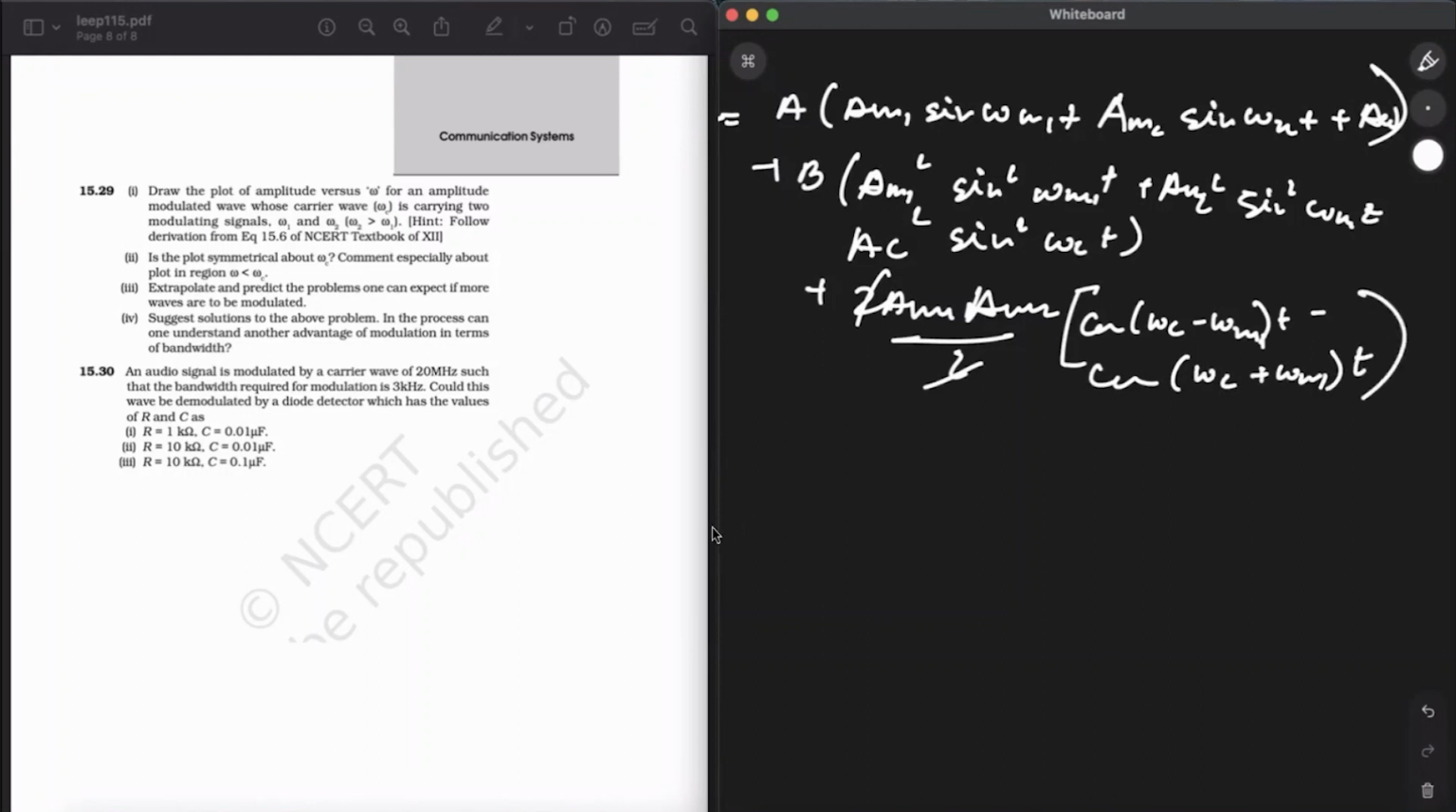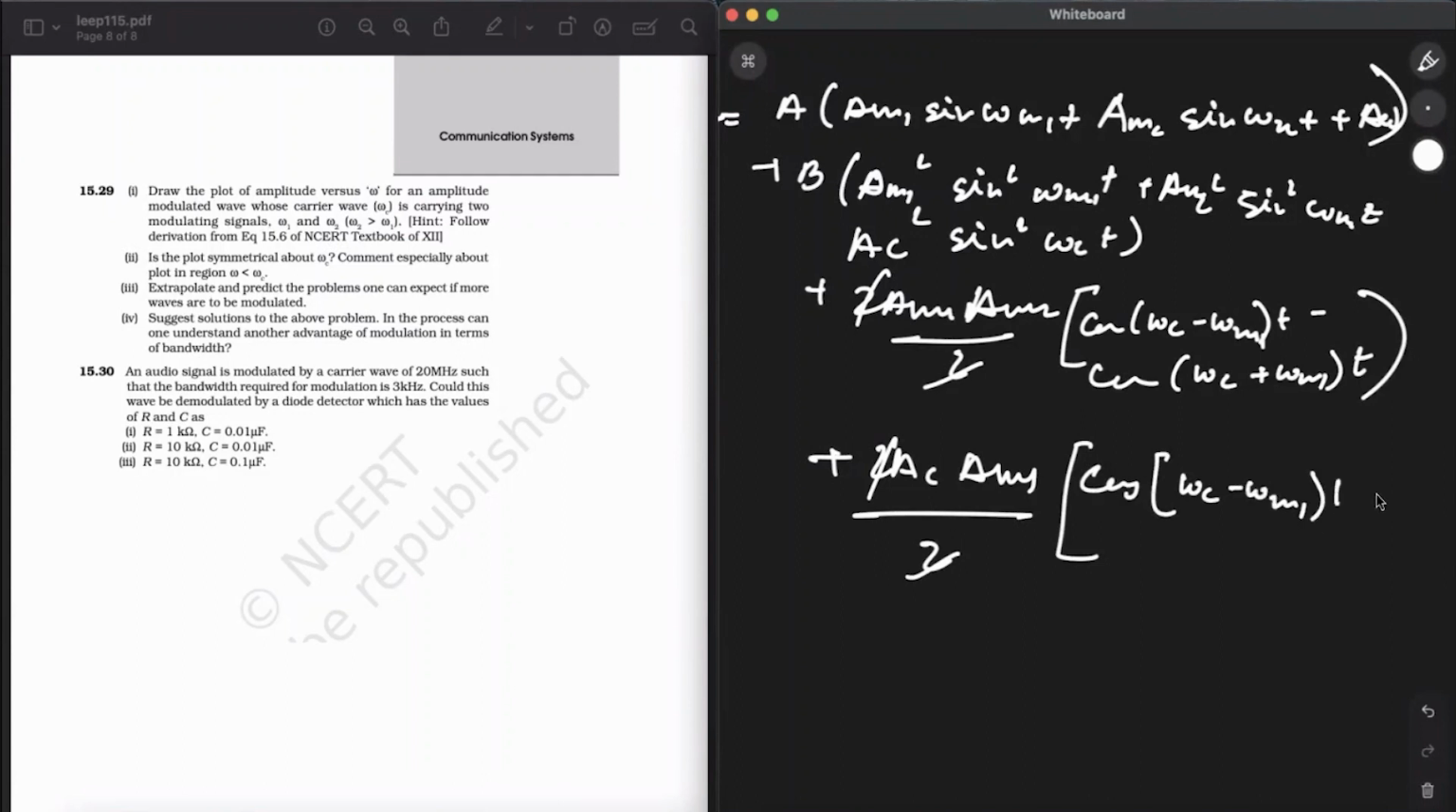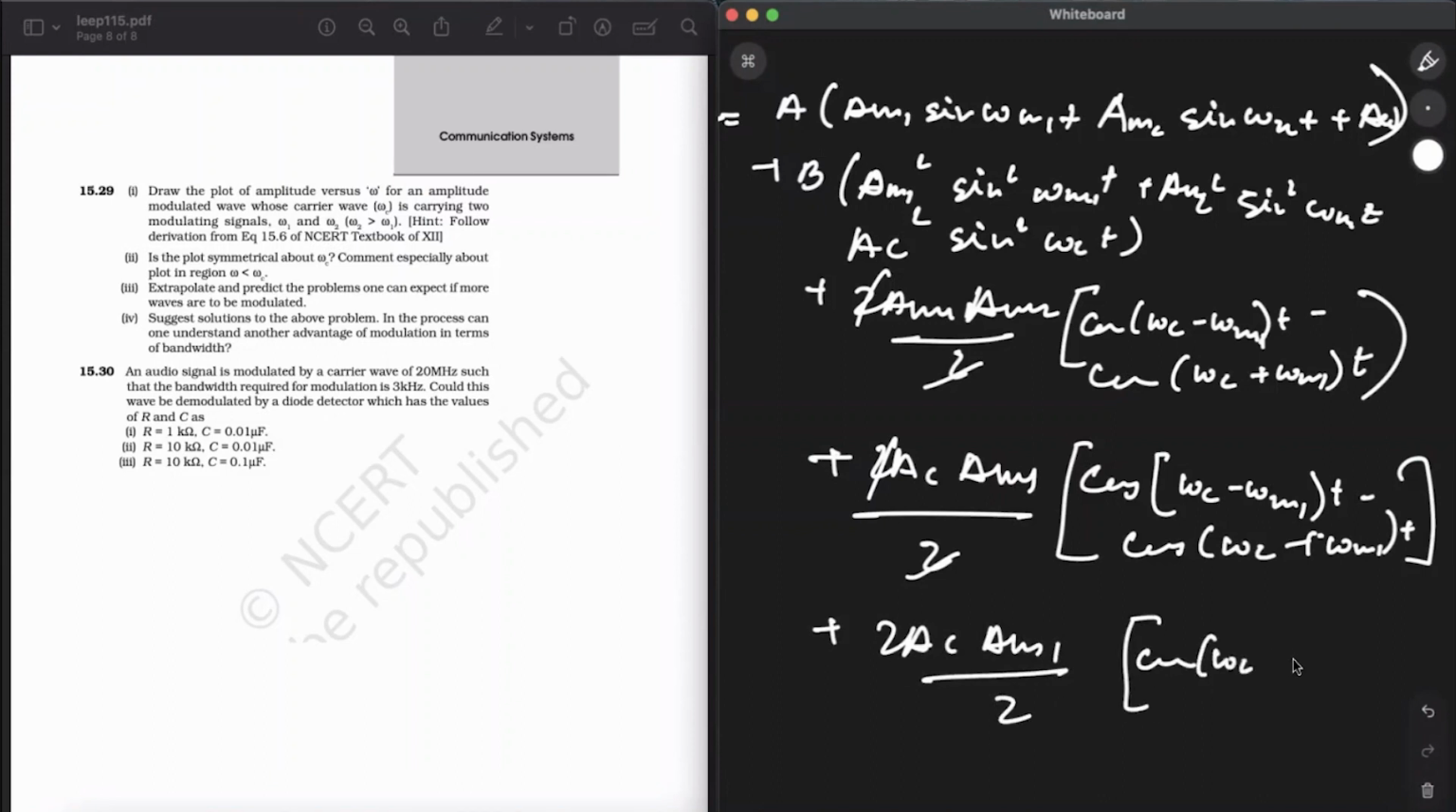तो next अब फिर से यहाँ पे आ जाएगा plus 2 ACAM1 divided by 2, और यहाँ पे आ जाएगा cos omega c minus omega m1 t minus cos omega c plus omega m1 t, and ACAM2 cos omega c minus omega m2 t minus cos omega c plus omega m2 t. There's a 2 to the diagonal, and that will be the final derivation.